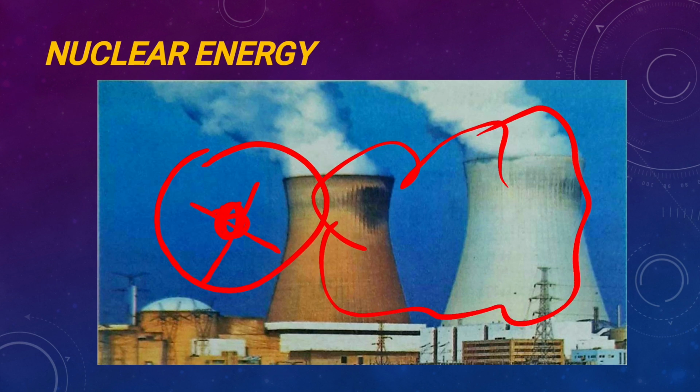Atom bombs are based on this nuclear energy. The energy stored in the nucleus of an atom is known as nuclear energy. So when this energy comes out in the form of light or a tremendous amount of heat, we use this energy to produce electricity.